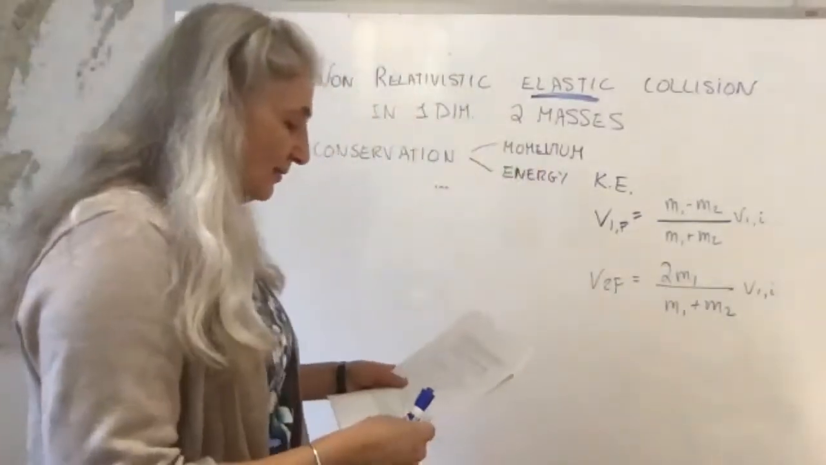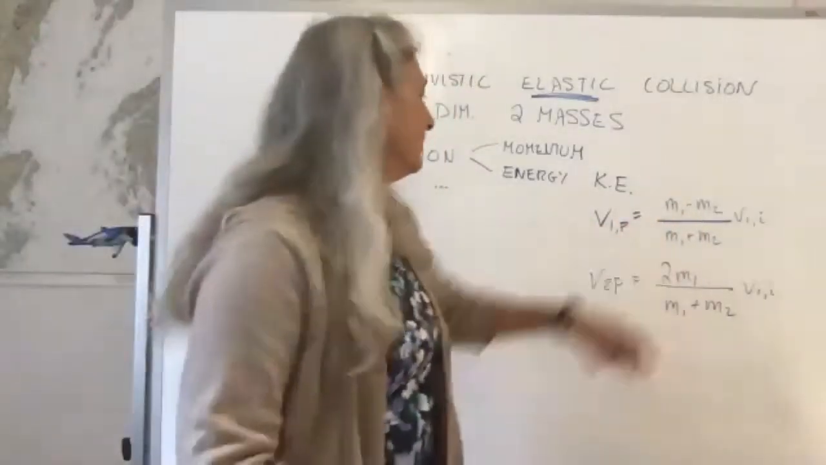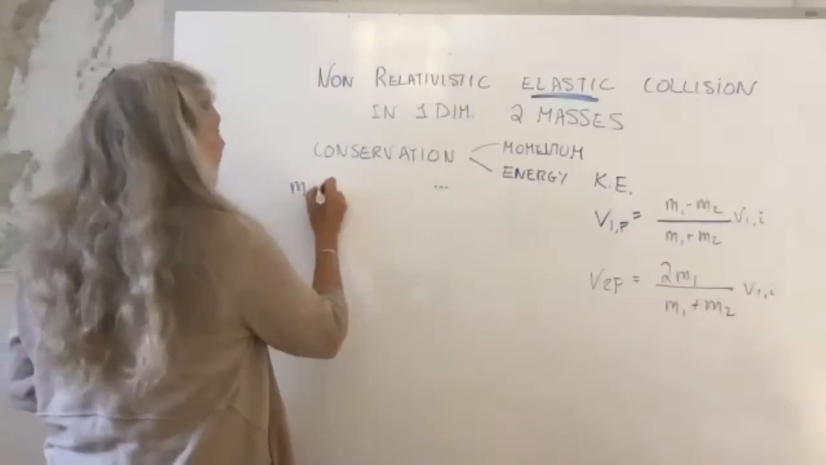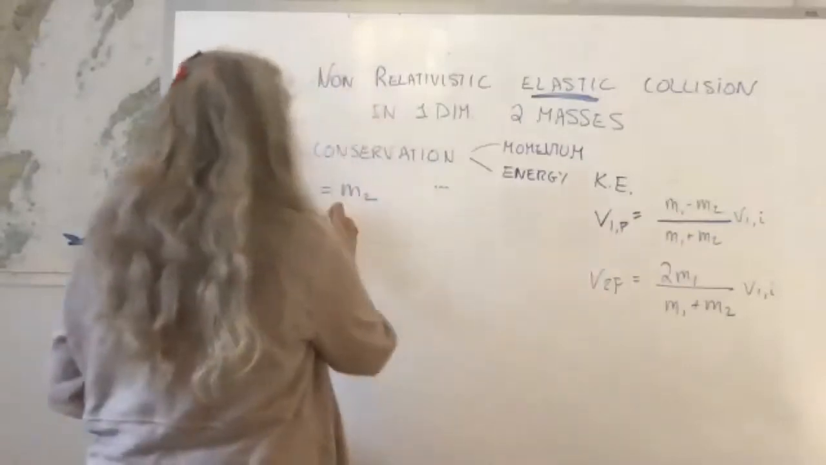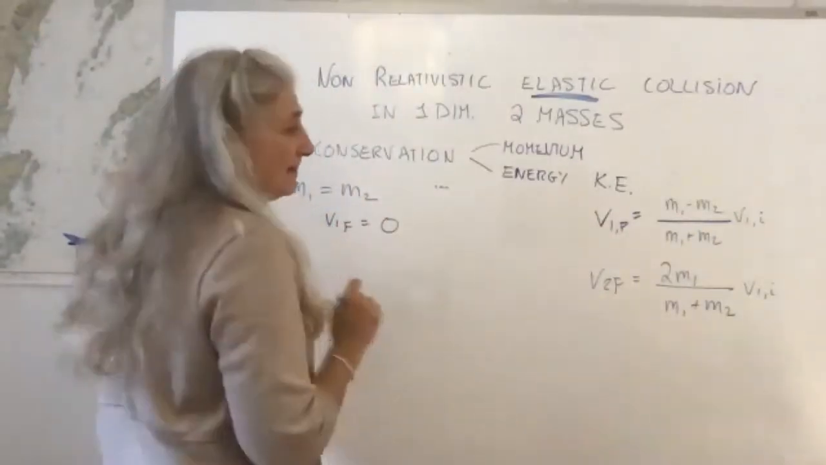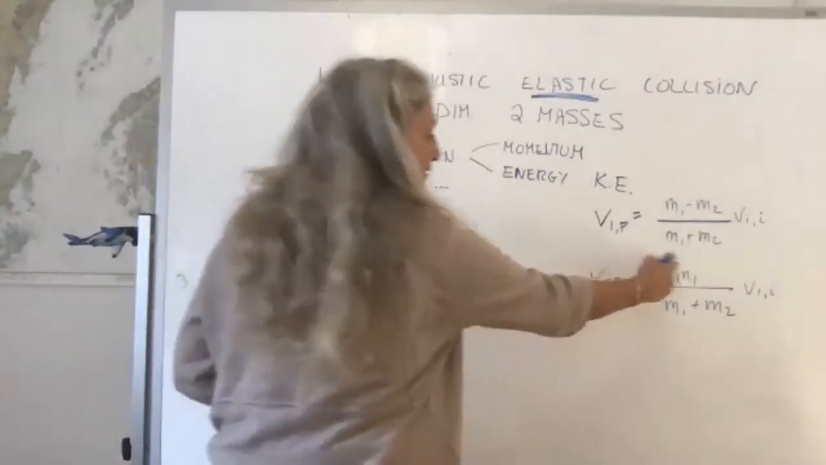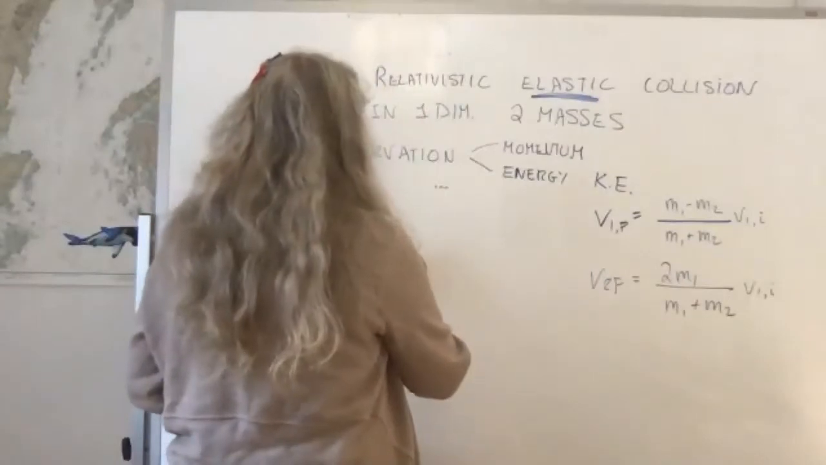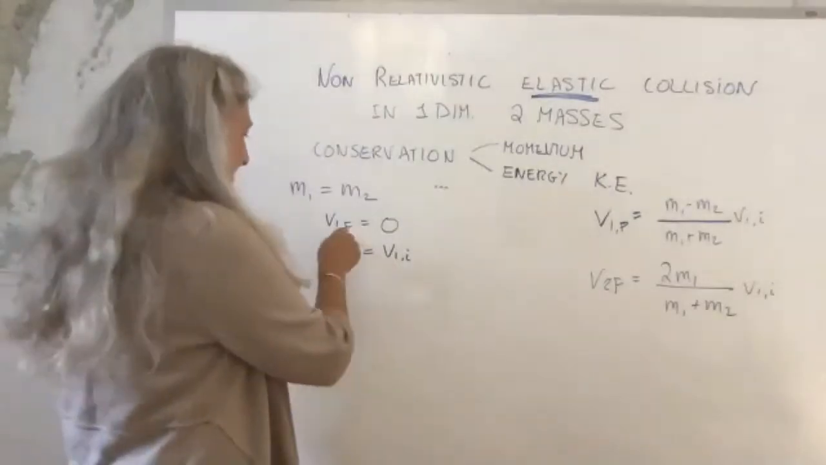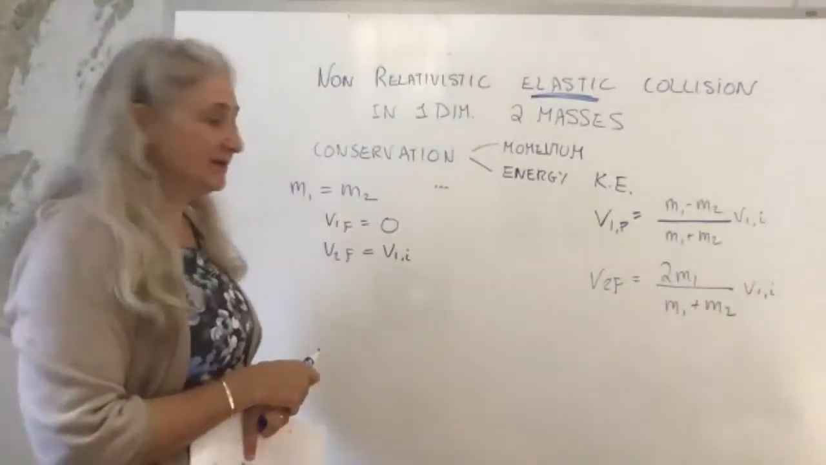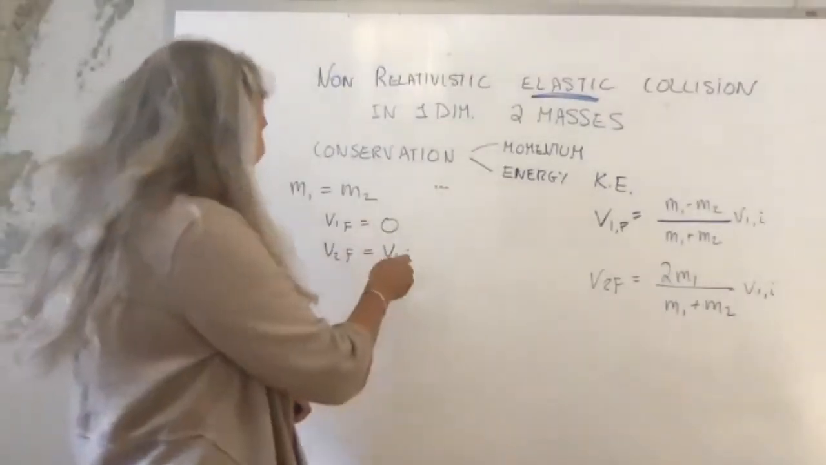One limit is, what if the two masses are the same? Let's take m1 equal to m2. In that case, I plug into these formulas, and I get v1f equal to 0, and v2f equal to 2m divided by 2m times v1I, which is v1I. So the final velocity of the first one is 0, and the final velocity of the second one is the same as the initial velocity of the first one.